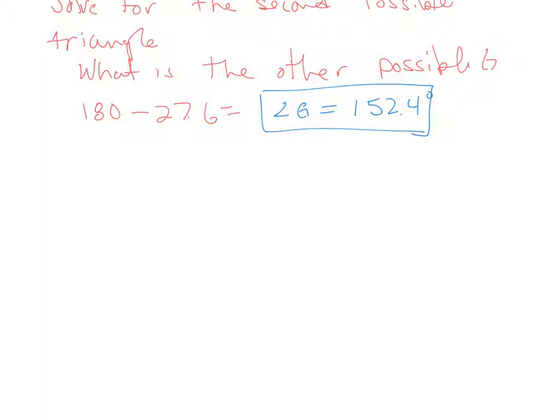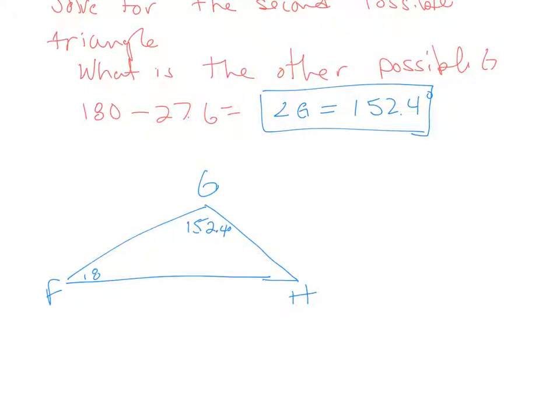So this time, again, F is still 18 degrees. But now angle G is 152.4 degrees, which leaves me with angle H as 9.6 degrees. And that's why I have a second possible triangle.